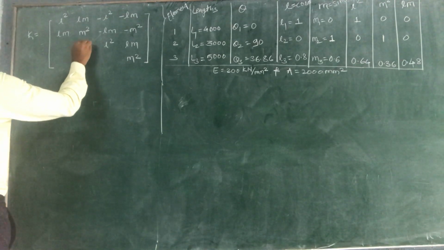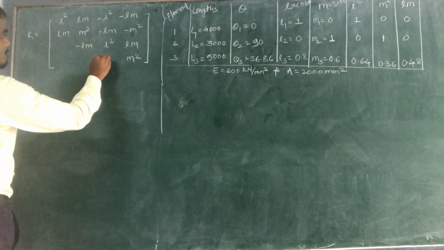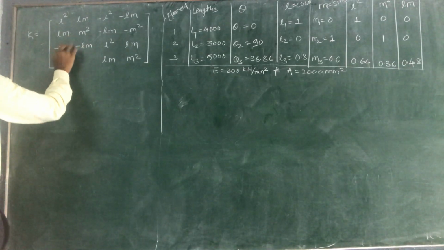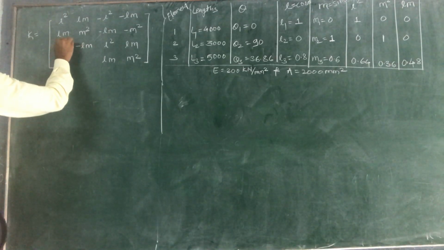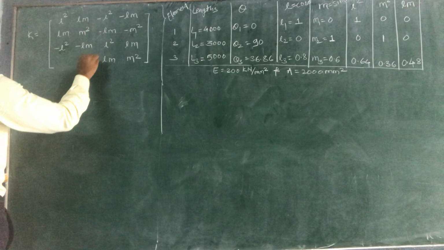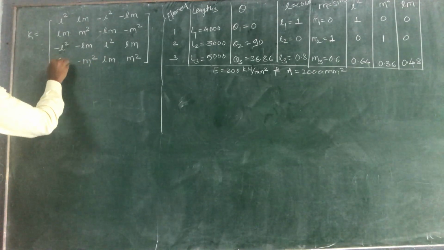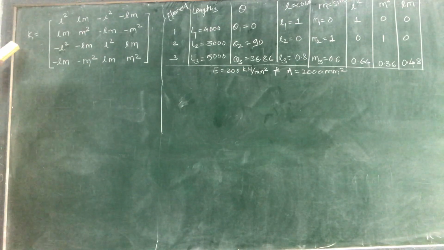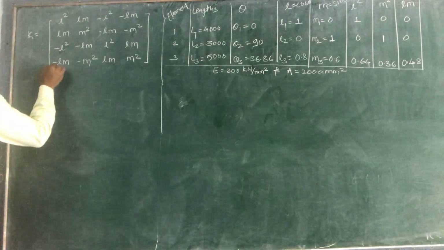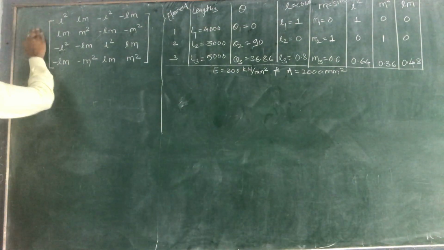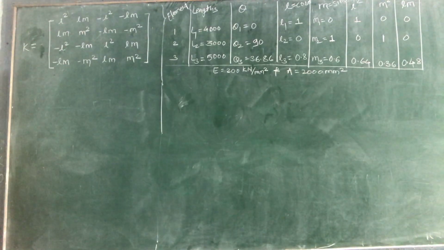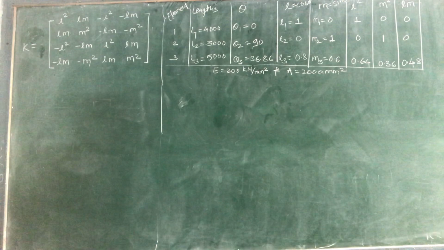Lm, minus Lm, and minus L square, minus M square, and this is minus. Okay, so this is your standard elemental stiffness matrix for a truss element. This 4x4 matrix, it is.